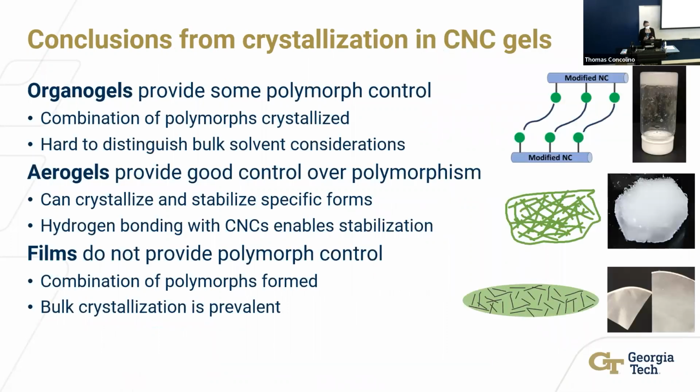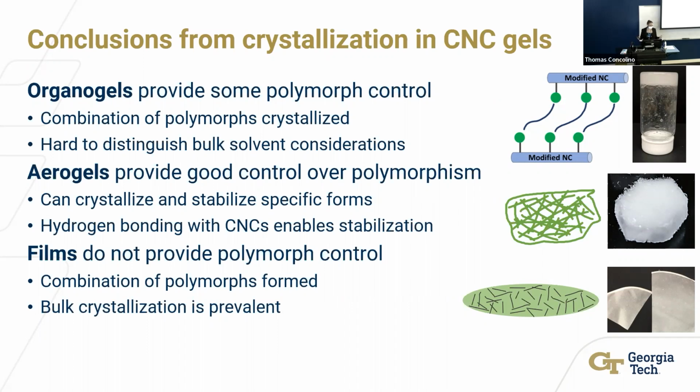What we concluded from a lot of this is that our organogels can provide some polymorph control, but we get a combination of polymorphs crystallized, and it's hard to distinguish some of the bulk solvent considerations. The aerogels provide good control over the polymorphism. I didn't talk about it, but we also did some studies with indomethacin that showed they're really well stabilized within these aerogels. It's very hard for them to transition from one polymorph to another because of the steric effects from the scaffold. And we think that hydrogen bonding with the cellulose nanocrystals enables this stabilization.